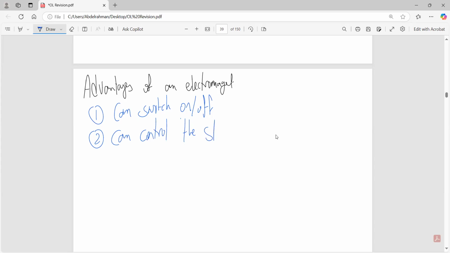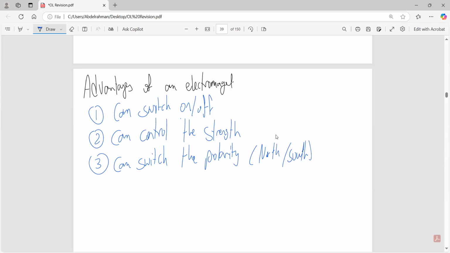How can I control the strength? I actually have three other points which we need to discuss: how to control the strength of this electromagnet. And third, but last but not least, we can switch the polarities, meaning that I can switch the north and south poles.